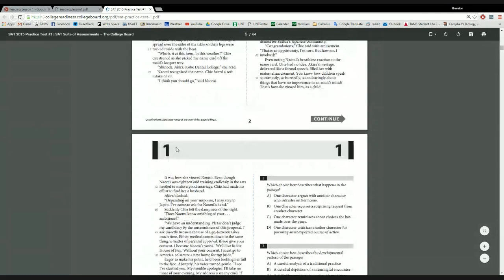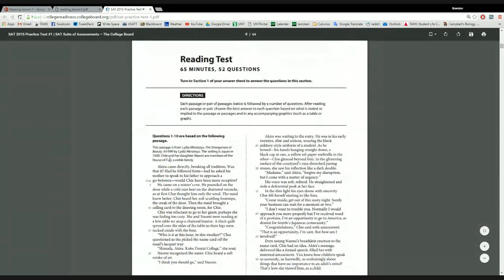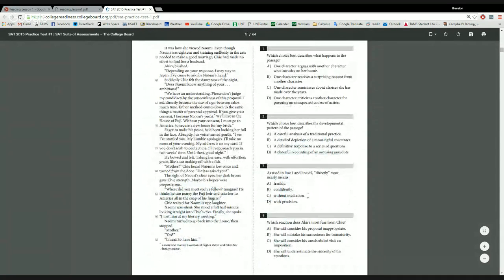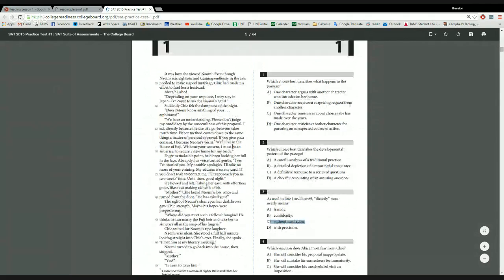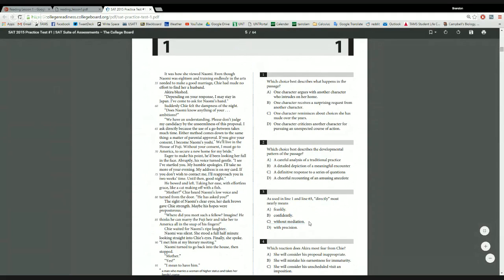Go back to number one. Akira came directly, breaking all tradition. Was that it? Had he followed form? Had he asked his mother to speak to his father to approach a go-between? Now, when it says his father to approach a go-between, it's actually exactly what we're looking for when it says without mediation. So there's nothing wrong about C. We also want to check in line 65. I asked directly because the use of a go-between takes much time. Again, go-between is used, which is also a meaning of skipping a process, which would mean without mediation.